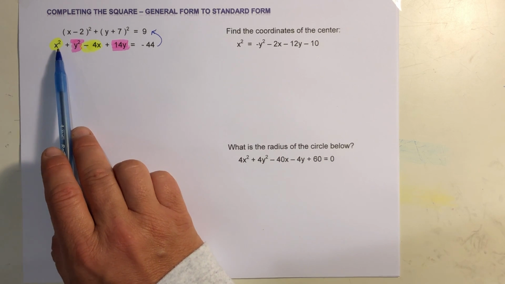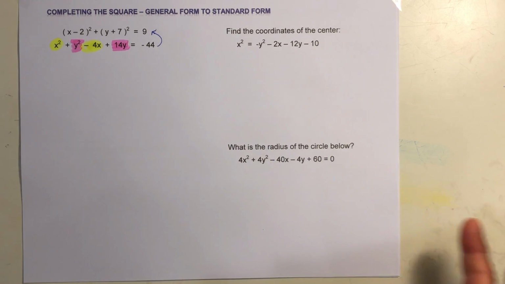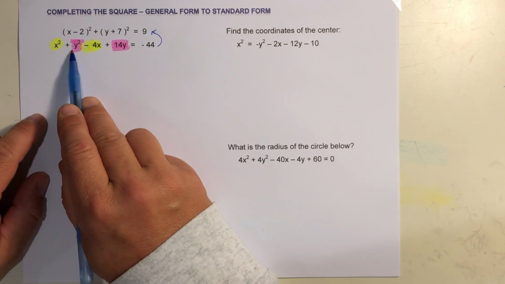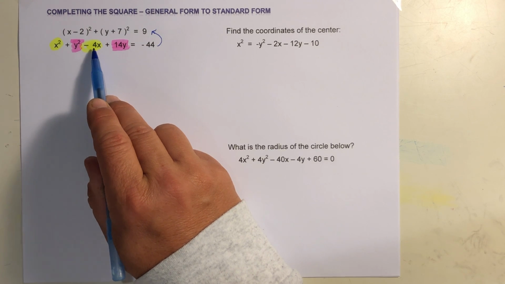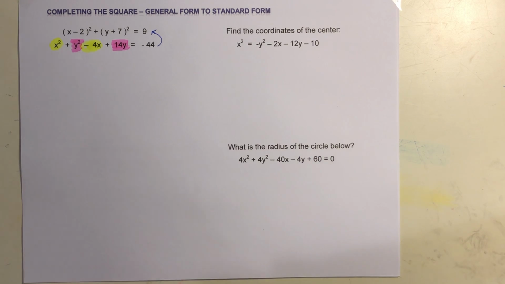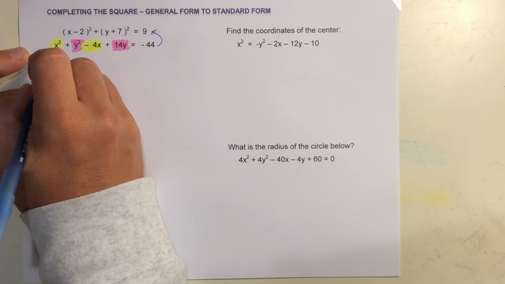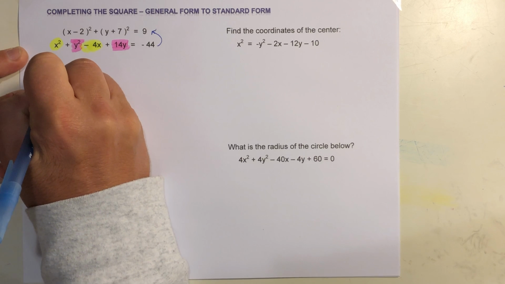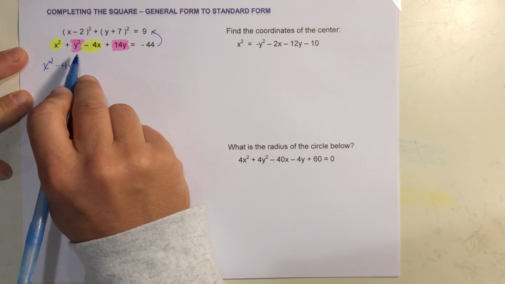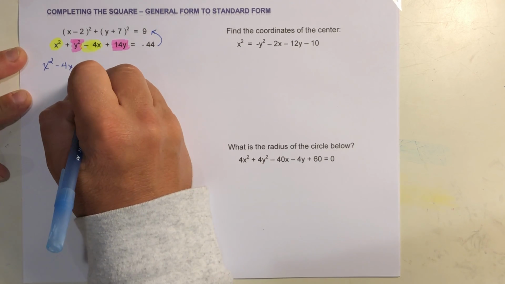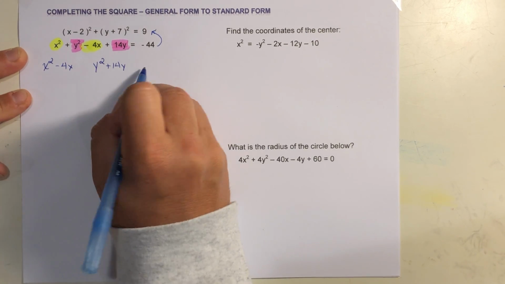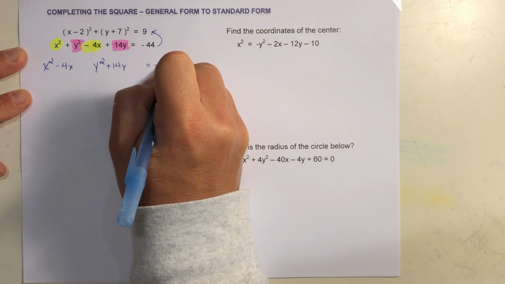In general form, everything's expanded and kind of moved around and jumbled up a little bit, but basically they write it in the format x squared plus y squared plus or minus something x plus or minus something y, and then usually have an extra term here. So here we go. I've highlighted the x terms, so I'm going to write those together. I'm going to write x squared minus 4x, and then I'm going to leave some space here. You'll see why in a second. Now I'm going to address the y terms. So I'll have y squared plus 14y, I'm going to leave a little space, equals negative 44.